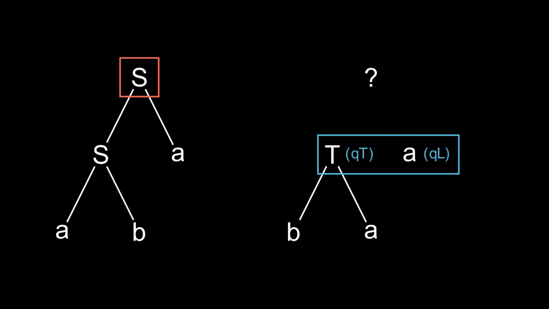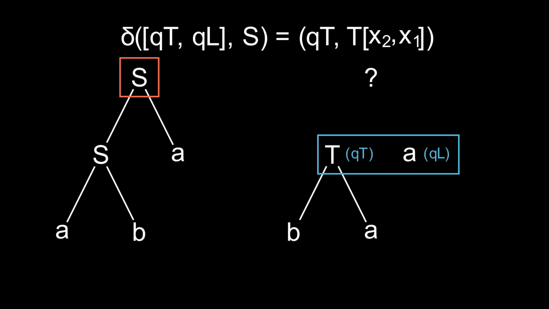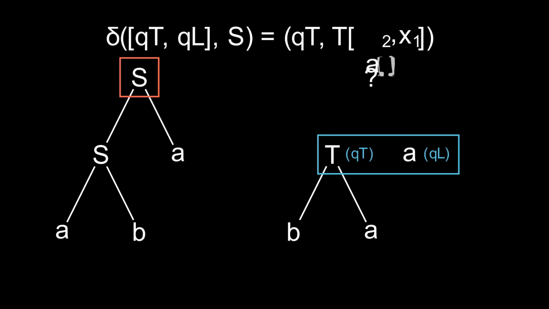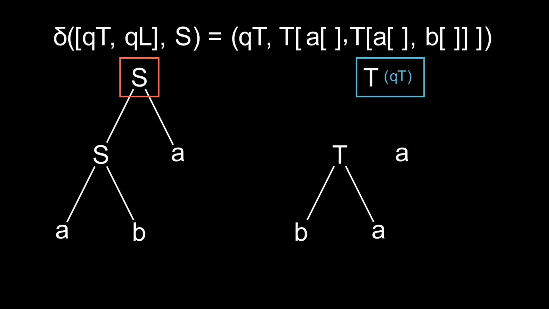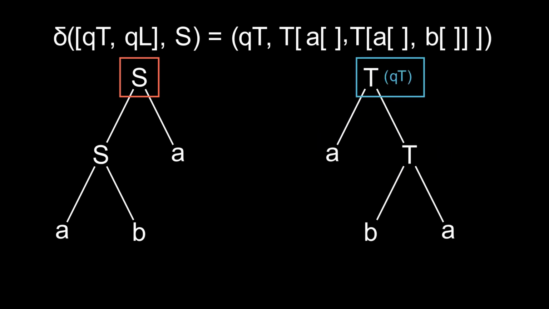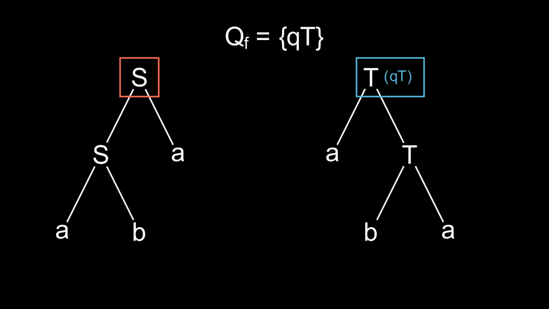Lastly, we go back to the root S. We can put the states of the outputs of its children into the transition function, and we can see that the output subtrees should again be reversed and have a T parent. Now that we've processed the entire tree, we check the output tree's root state. We know that this is a valid output tree because it is in the set of final states.